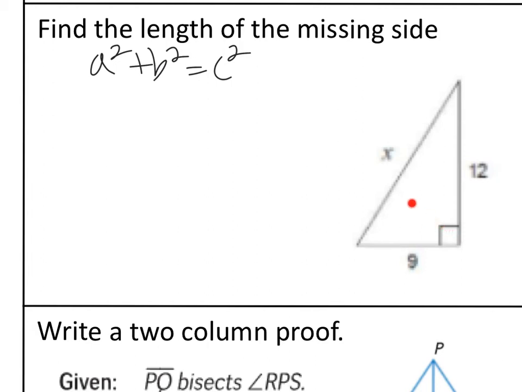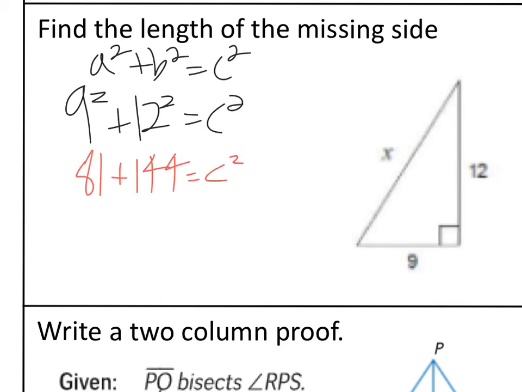So the right angle always points to the hypotenuse. So all I'm trying to say is you've got 9 squared plus 12 squared equals c squared. So that's going to be 81 plus 144 equals c squared. Add those together, you're going to get 225 equals c squared.